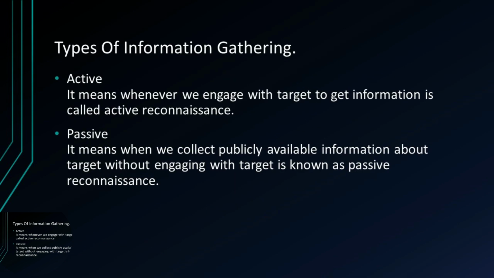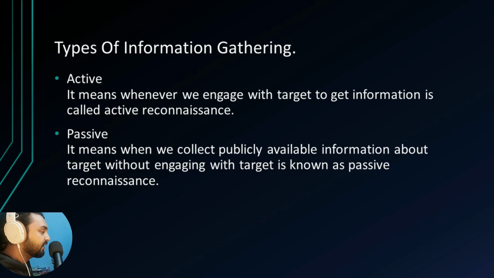Actually there are two types of information gathering. One is called active information gathering. The second one is passive information gathering. What is active information gathering? If you take a look at the screen, it means whenever we engage with the target to get information, it is called active information gathering.